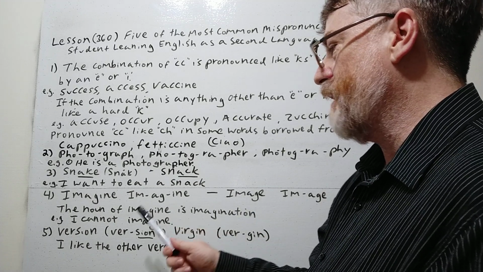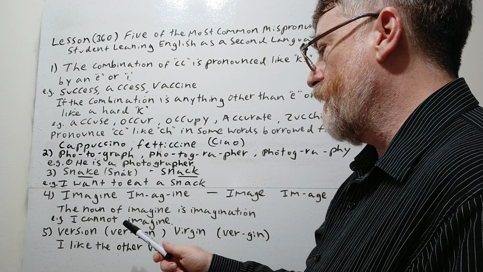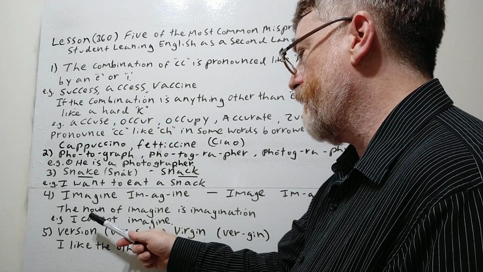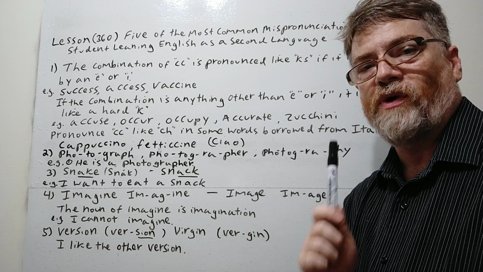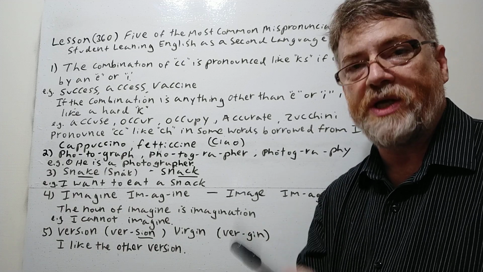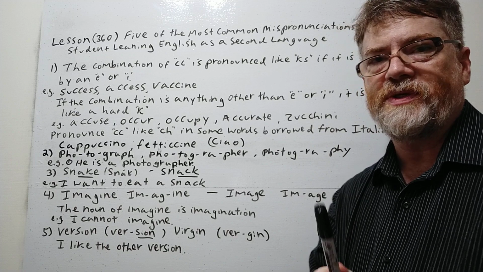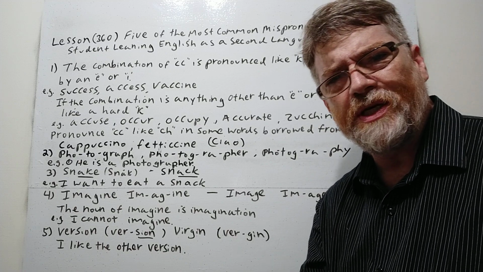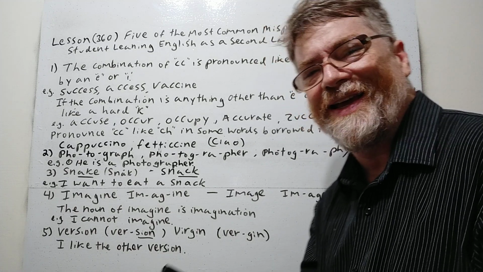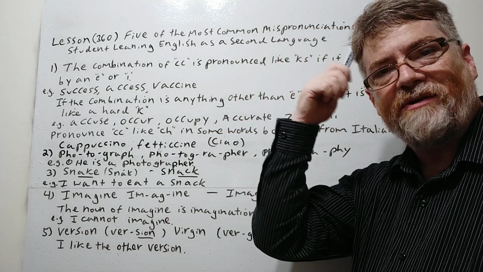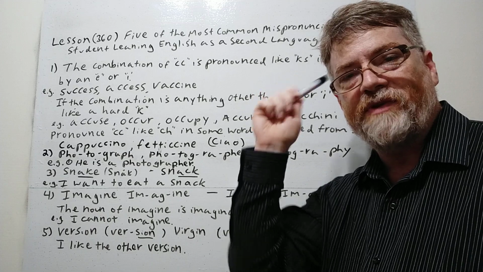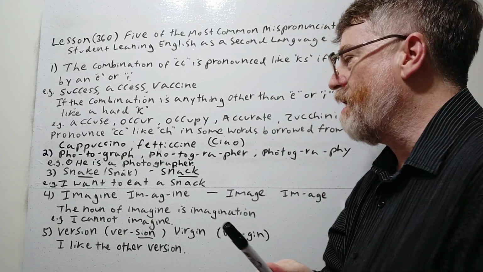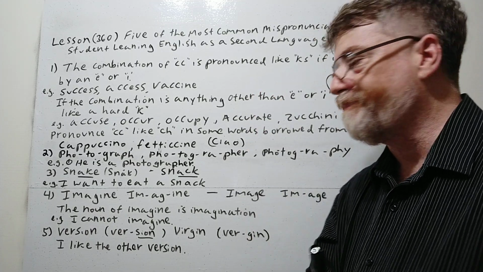So again, we give an example here. Somebody might say, you know, I cannot imagine it. And students will, you know, often incorrectly say, I cannot image it. And that would confuse a Westerner. You can't image it? What are you trying to say? But imagine means you can't see the pictures. You can't even think of it. You can't imagine it. You can't even get those pictures in your head. All right, so be careful of that one.